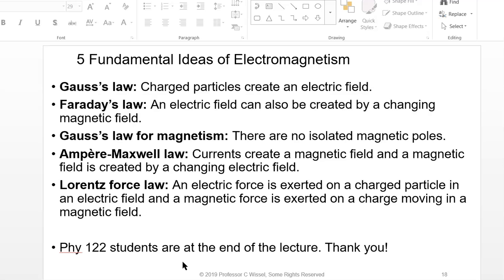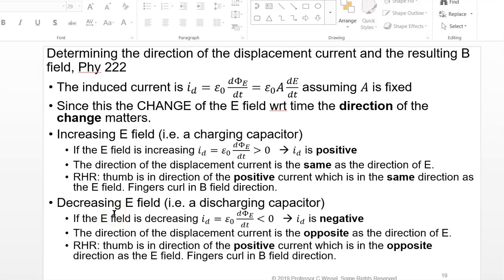Okay, at this point, if you are Physics 122 students, that is algebra-based students, you're at the end of this lecture. Thank you. If you are a calculus-based student, that is Physics 222, press on. We have a few more slides for you. Now this is on determining the direction of the displacement current in the resulting magnetic field. Again, this is only for calculus-based students.